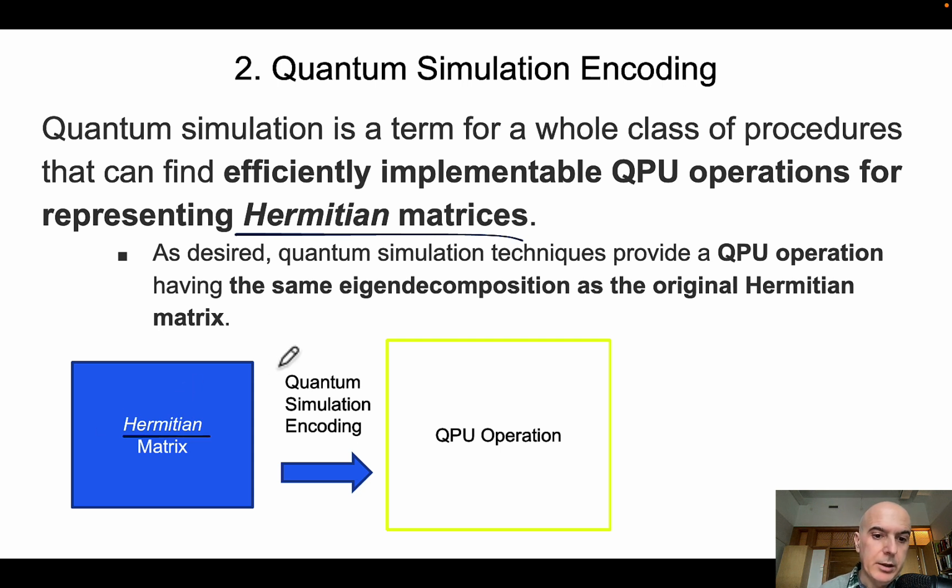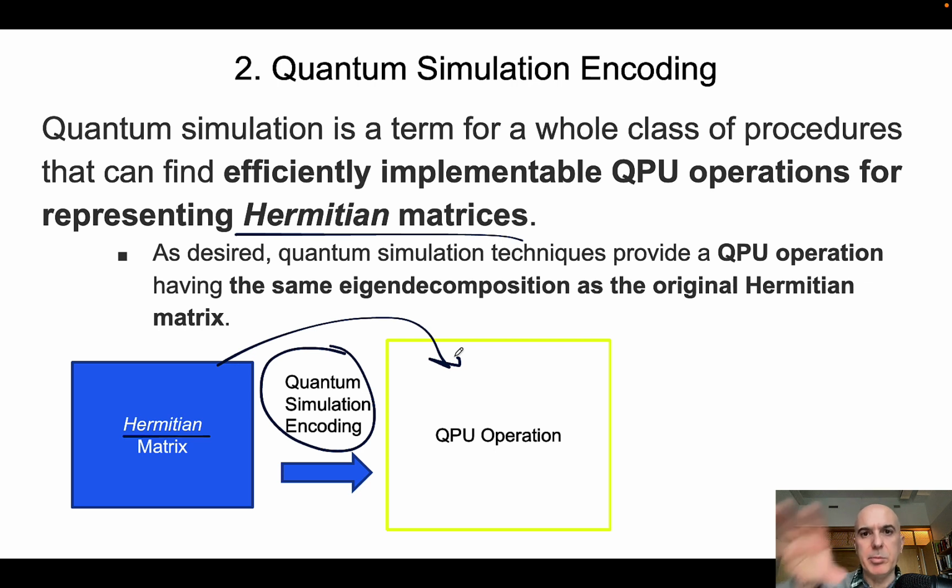So in summary, quantum simulation encoding is associating a Hermitian matrix with a number of QPU gates, a QPU operation that we can implement using our QPU instructions. And this composition of gates will represent our matrix.